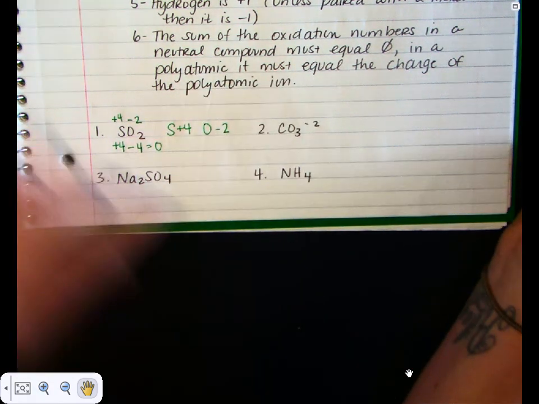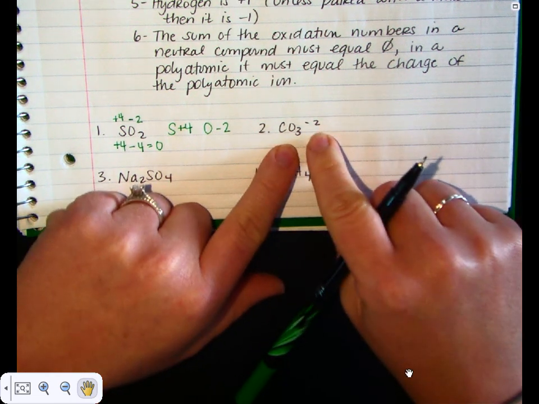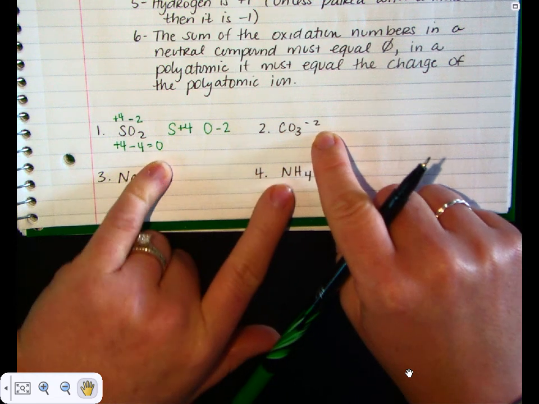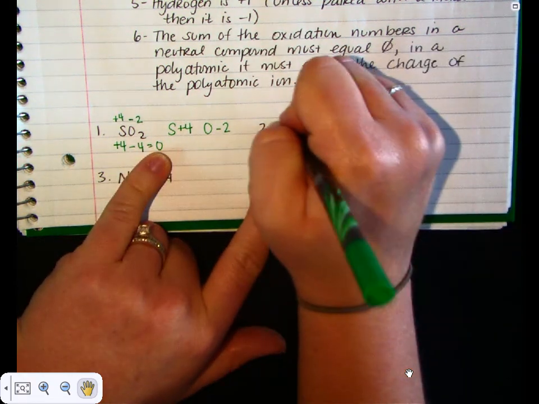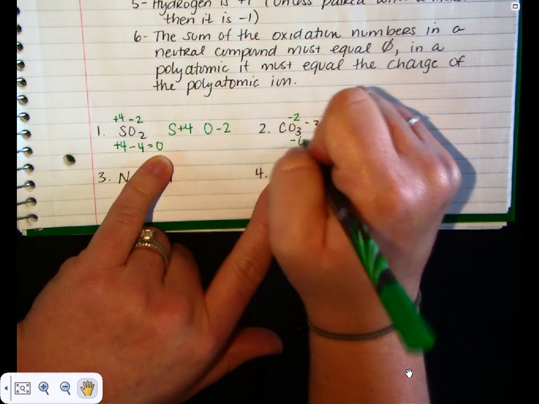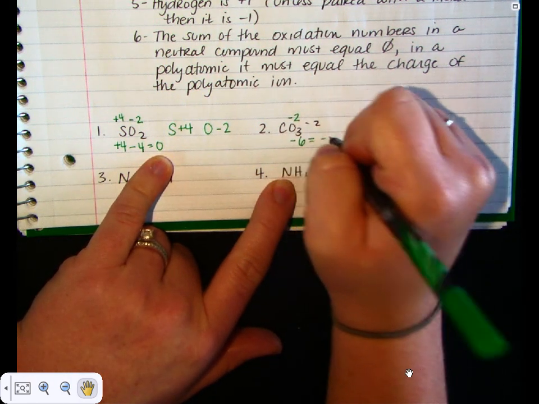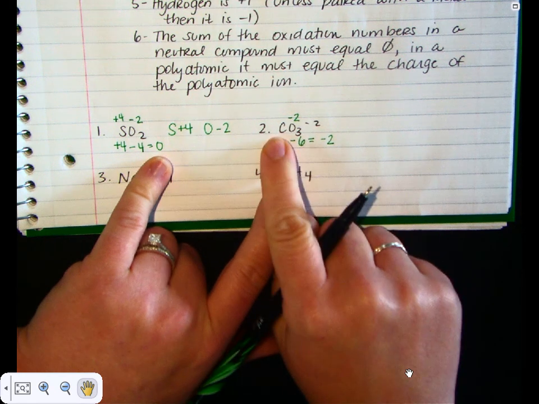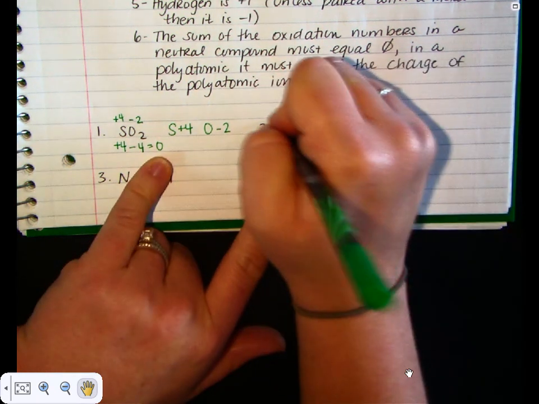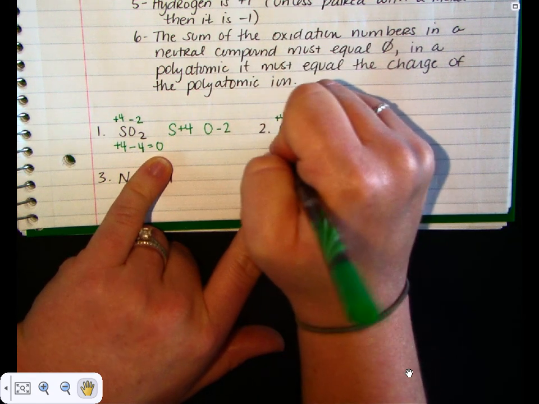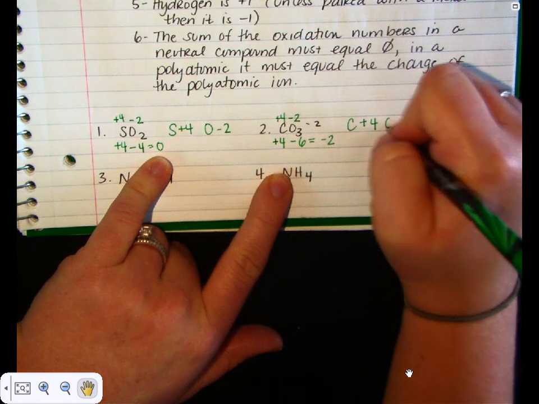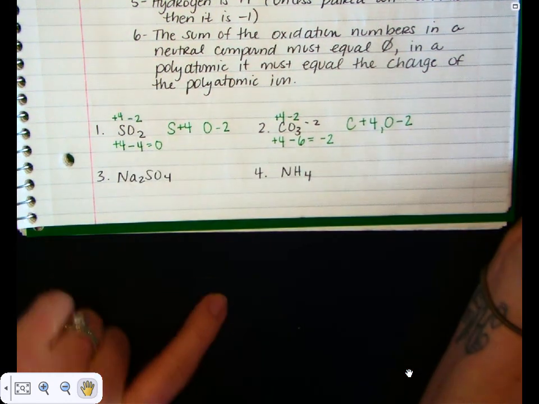Okay. For the second one, this one I do have a charge. So instead of making it equal to 0, like I did in my first example, I'm going to have to make it equal to -2. So the charge on the oxygen is -2. That makes the charge overall for oxygen -6. Remember, I'm trying to make this equal to -2. So what does the carbon have to be in order for this to be -2? It's going to have to be +4. And again, since there's only one carbon, the carbon itself is +4. So C +4, O -2.